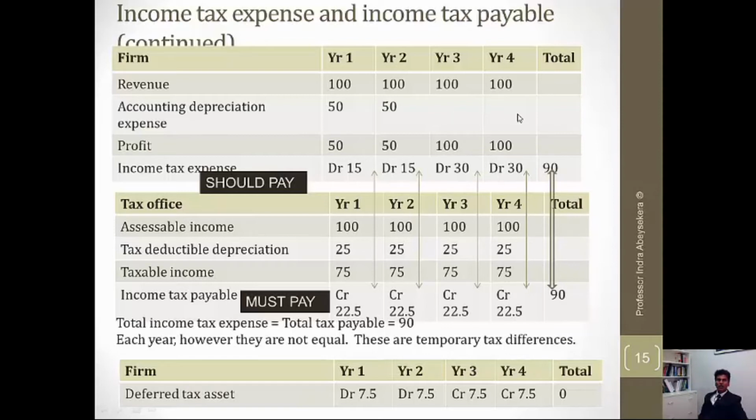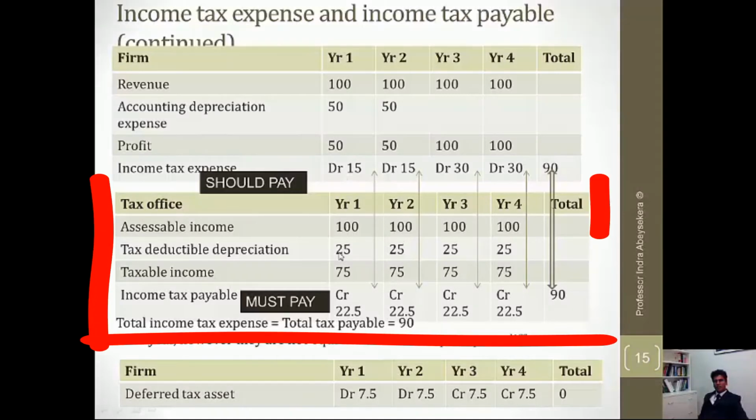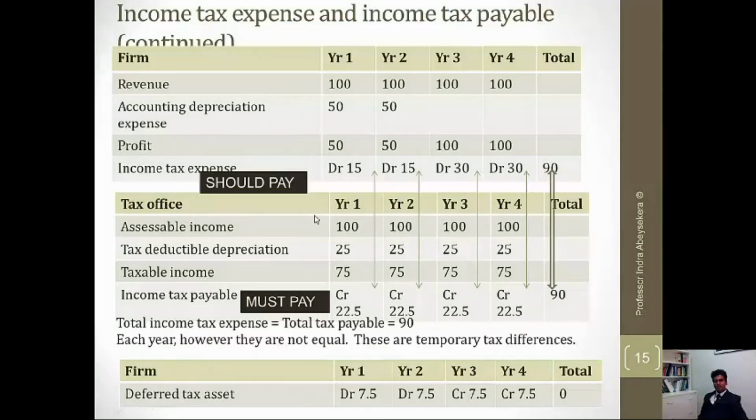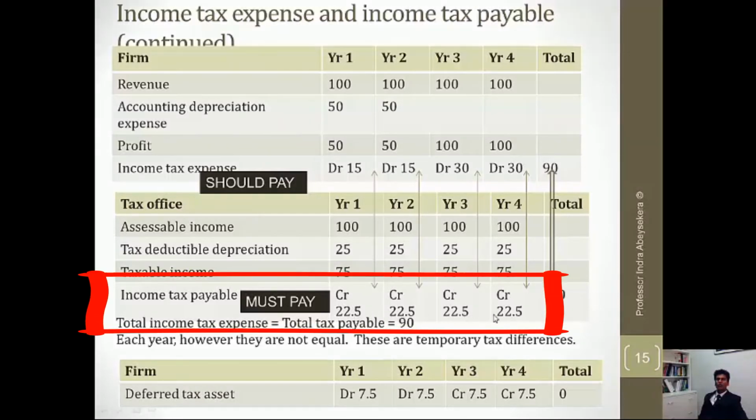There is no depreciation expense. But in the tax office we can see that there's depreciation, tax deductible depreciation is there over 4 years, and our taxable income is 75 across 4 years, and applying the tax rate, income tax payable is 22.5 over the 4 years.